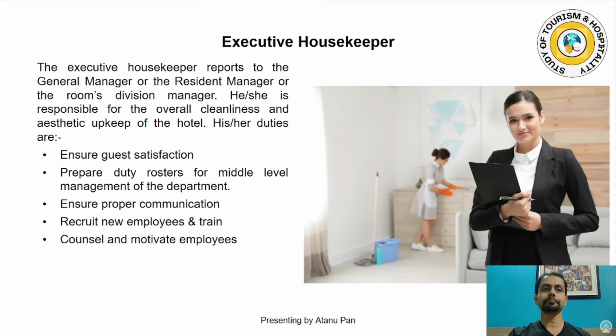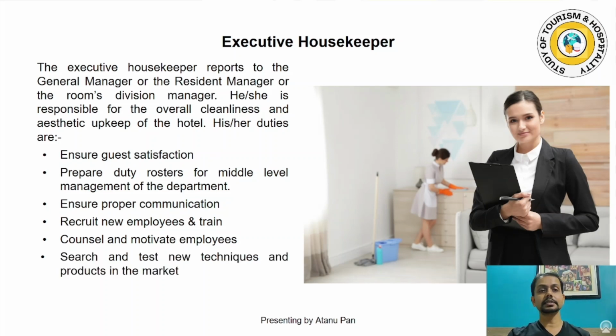All right. Next is counseling and motivating employees. This is very, very important. The executive housekeeper counsels and also motivates their employees so that they can perform very well. If anyone has any issues, maybe personal or maybe in the work, the executive housekeeper counsels those employees and also motivates them to work better.